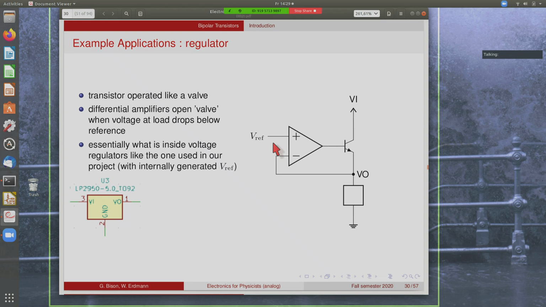Okay, I think we take a break now and then come back in 15 minutes and look at the last example and then the emitter follower circuit.